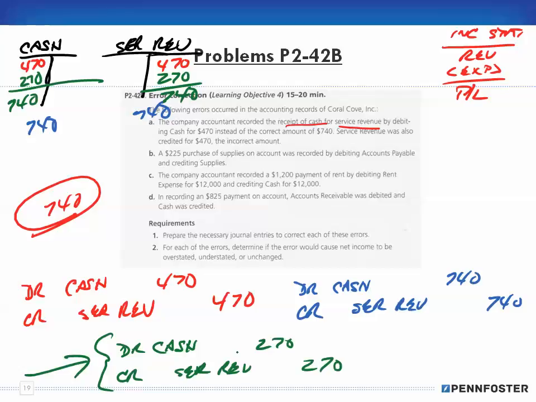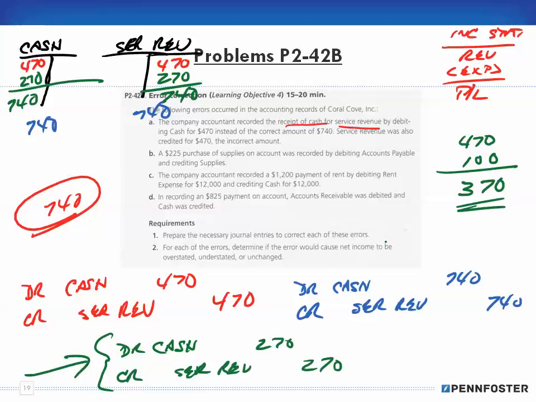Now the question is, is my net income overstated, understated, or unchanged? Let's look at our revenues. We had put $470 in revenue. It doesn't matter how much the expense was, but I'm going to put a hard number in here so it's a little easier to grasp. Let's make the expense $100. So that means I have a profit of $370.